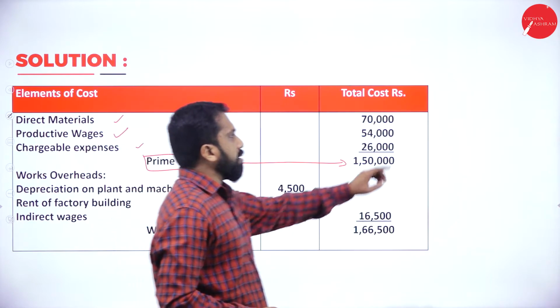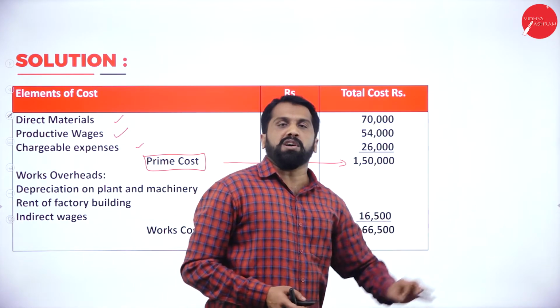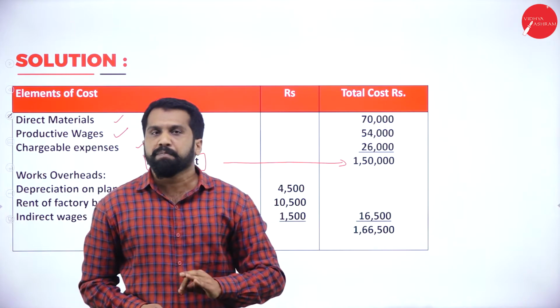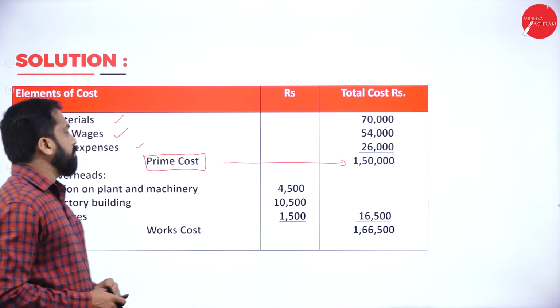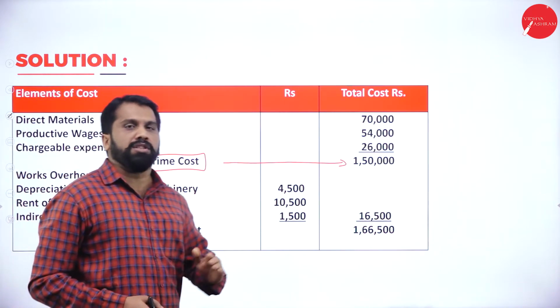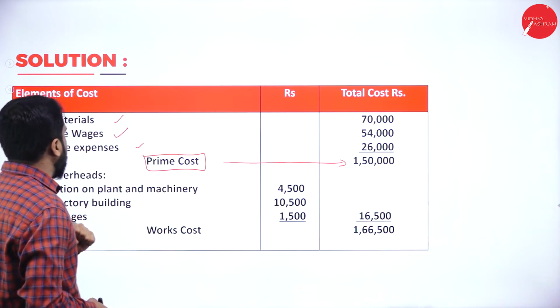As per the format, cost per unit is missing. Cost per unit will not do it now. Cost per unit will do after 4 or 5 problems. Now, you got your prime cost. We'll go further now. Next will be what?